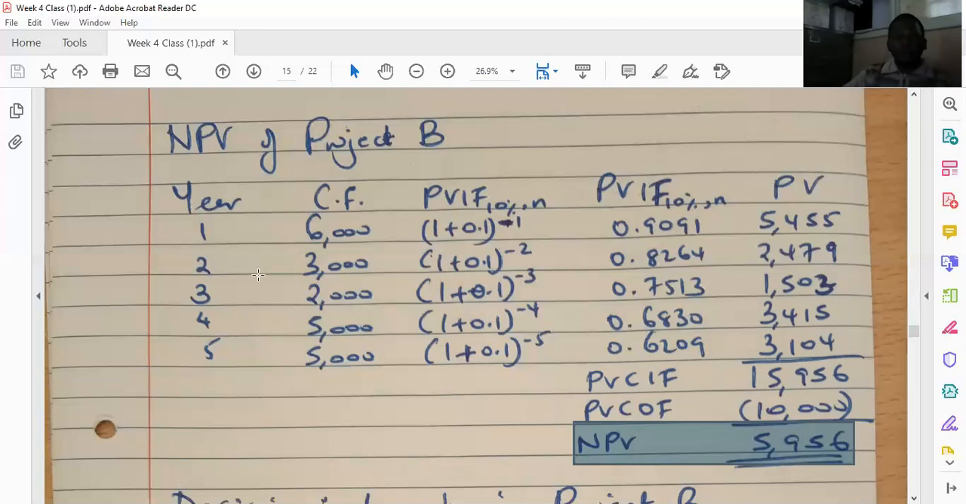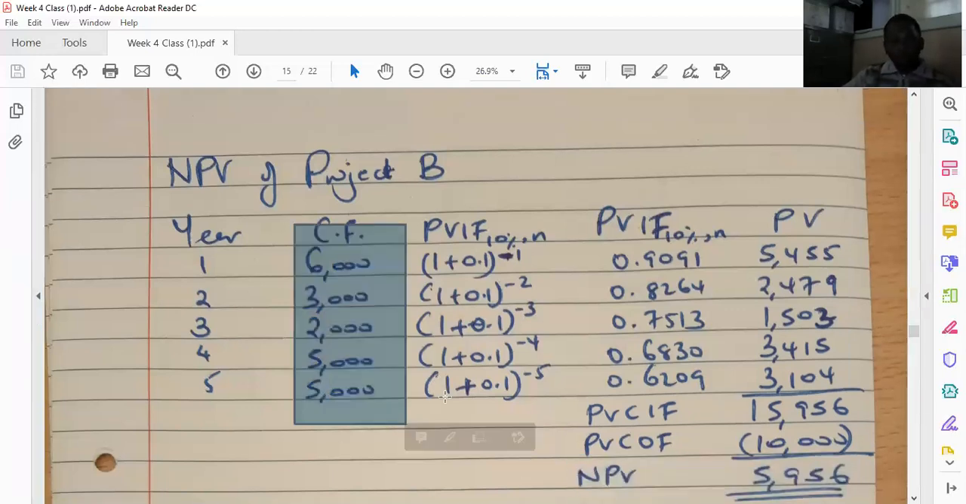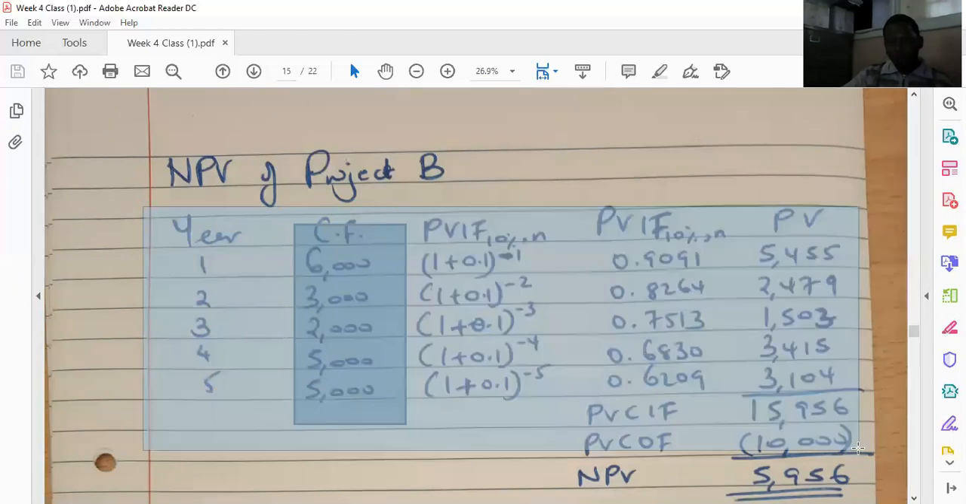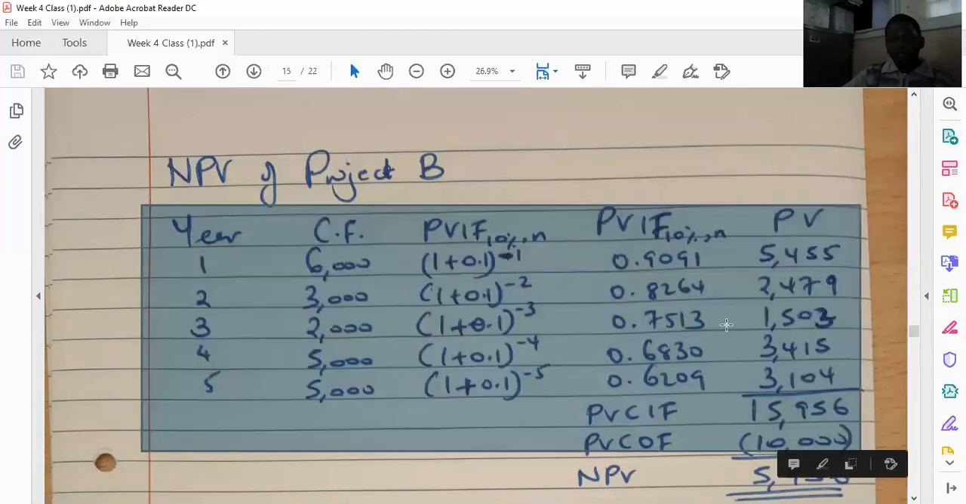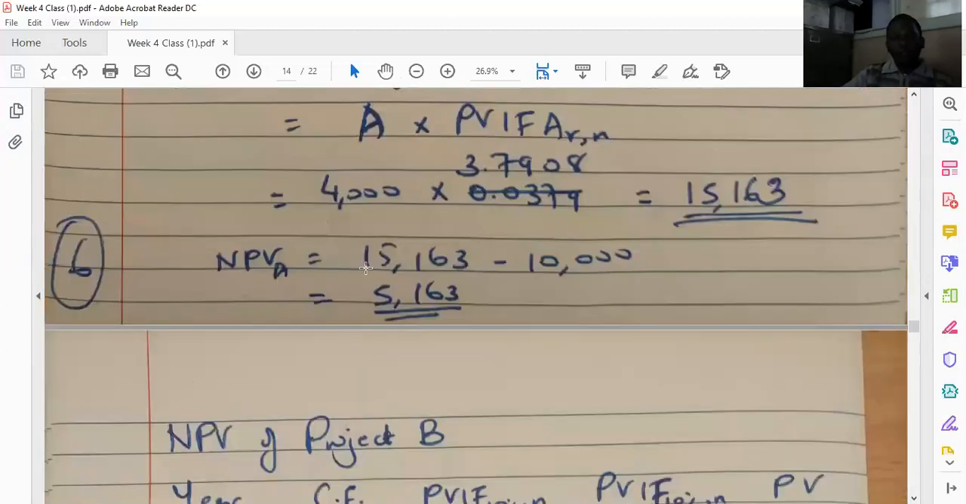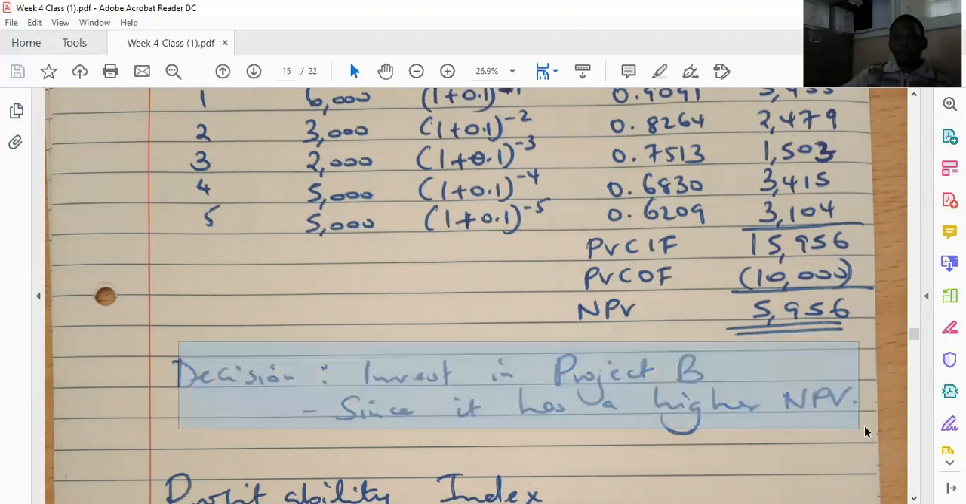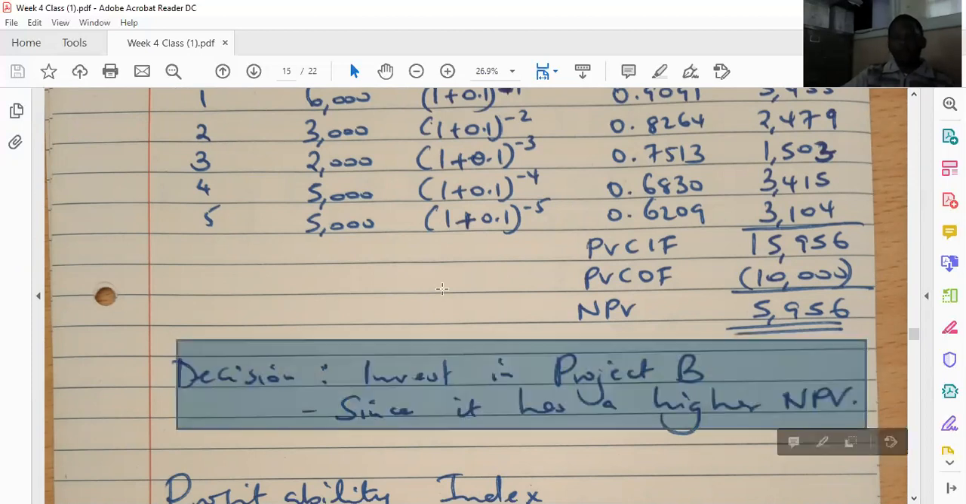So in our case, project B is not an annuity. Therefore, there's no shortcut. We have to go through the entire process. So the NPV of project B is 59.56, whereas the NPV of project A is 51.63. Therefore, project B has a higher NPV. We should therefore invest in project B since it has a higher NPV.